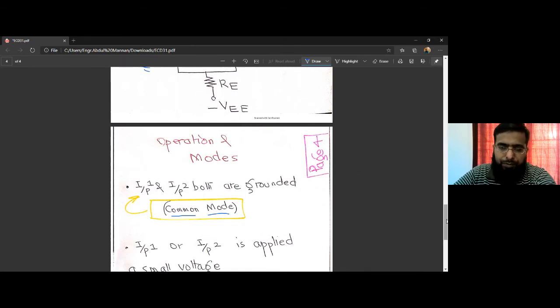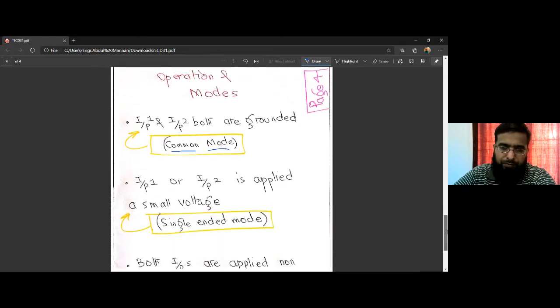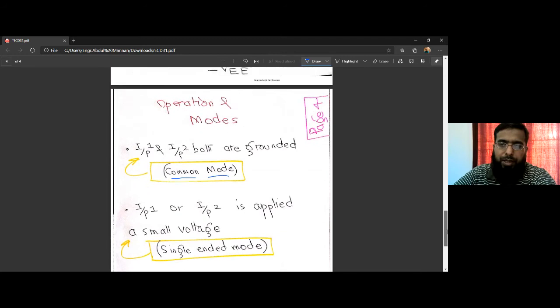The other way in which we can use this differential amplifier is when input 1 or input 2, any of these two, is connected to a small voltage and the other is grounded. We call it single-ended mode.